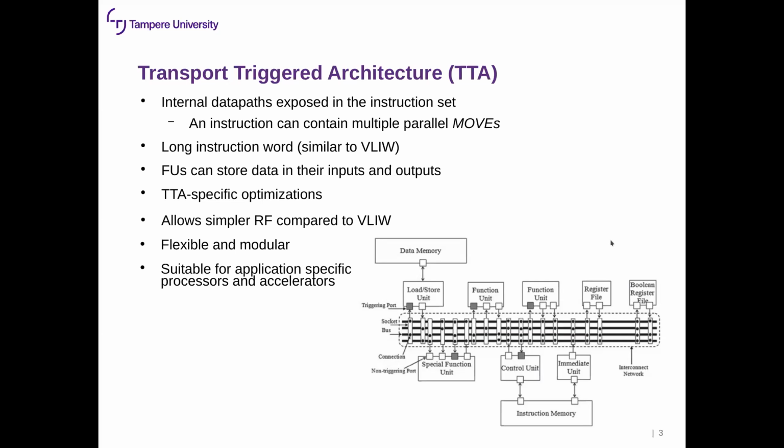Of course, there are some downsides or limitations to this architecture. For example, interrupts are quite difficult, but not impossible, to do with TTA, since the function unit input and output ports are part of the architectural state of the processor core. So you would have to save those on context switches. So we think this is suitable for application-specific processors and accelerators that can run to completion.